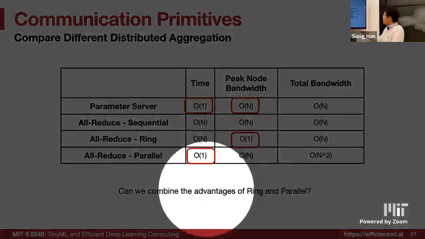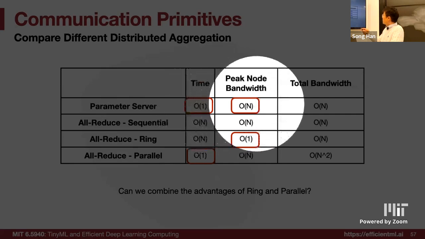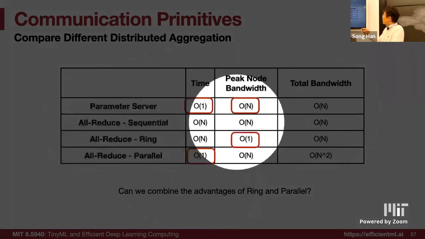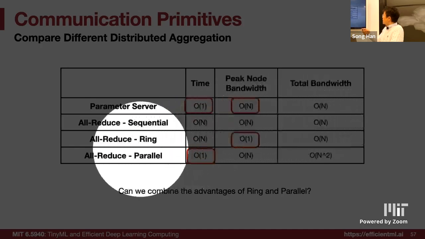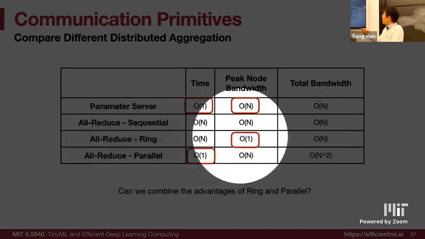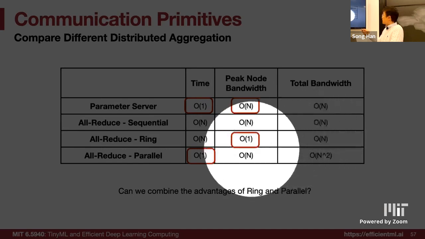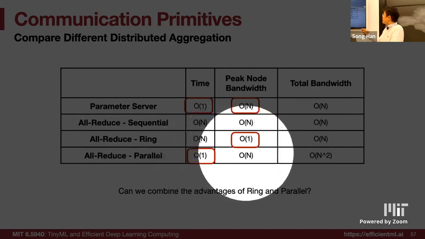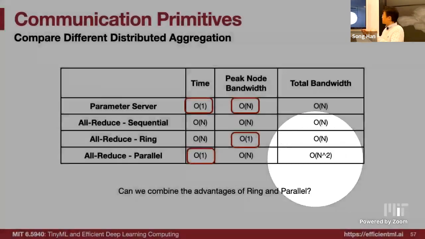To summarize so far, we talked about the parameter server: O(1) time, but peak node bandwidth is O(n), total bandwidth is O(n). Sequential all-reduce: time is O(n), peak node bandwidth O(n), total bandwidth is also O(n). For all-reduce using the ring manner, the peak node bandwidth is reduced to O(1), since I only need to communicate with my neighbor. Total bandwidth is still O(n), since I have to do that n times. And parallel all-reduce: time is O(1), which is pretty good, but peak node bandwidth is O(n) for each node. The total bandwidth is O(n) squared.